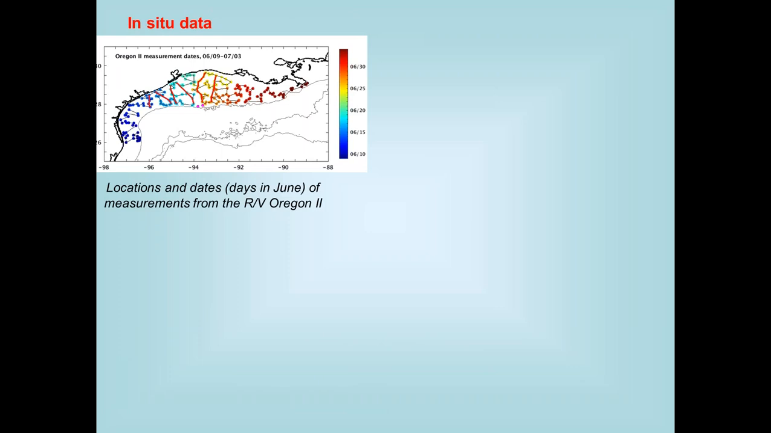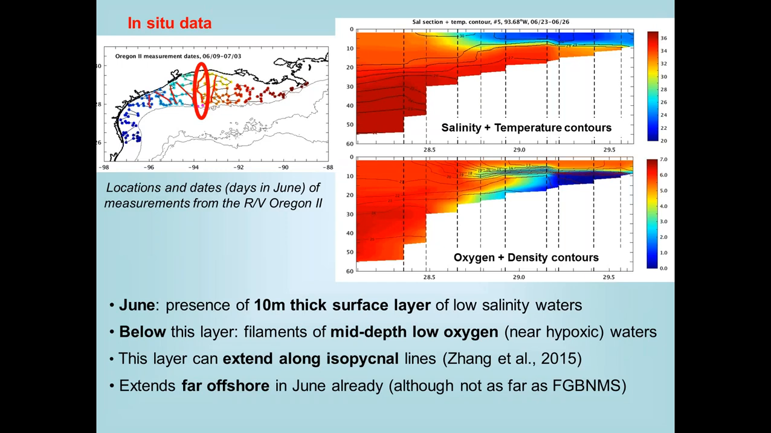So we were lucky enough to have in situ data, not in July unfortunately, during the peak of the event, but in June during the hypoxia cruise that was led by Kim Johnson across the street at NOAA Fisheries. Those are all the points that were sampled during June, starting June 10 till the end of the month. And we looked at those in situ samples to try to understand the vertical structure of the waters at that time. I'm showing only one section that is located here. On top, in colors, is salinity with the black contours being temperature. So we see the low salinity waters at the surface extending offshore. And the other graph, in colors, is the oxygen content, and in black contours is the density contours.